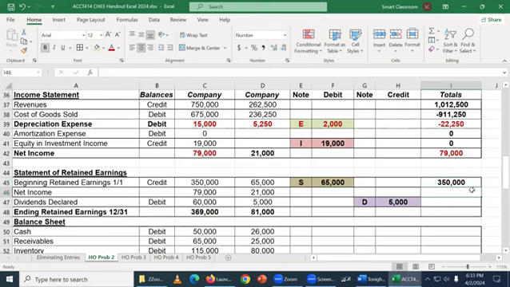The income just comes from the income up here. And if you'll notice, that income is the same as this income over here. So the income does not change with the consolidation. It's exactly the same.